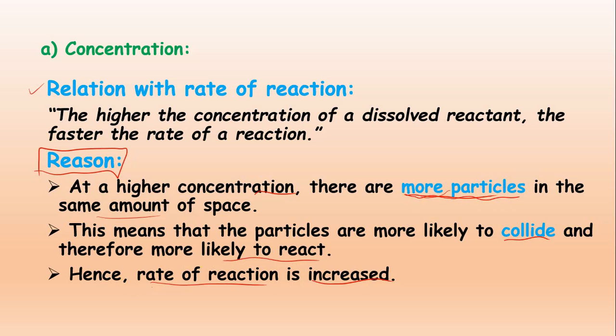By explaining these two main points, you show how concentration increases the rate of reaction. Number 1, there will be more particles in the concentrated solution. Second, they will be more likely to collide because they are more in number, and if they are more likely to collide they will react, and if there is more chemical reaction, the rate of reaction will be increased. So this is the relation and reason related to topic number 1, concentration.